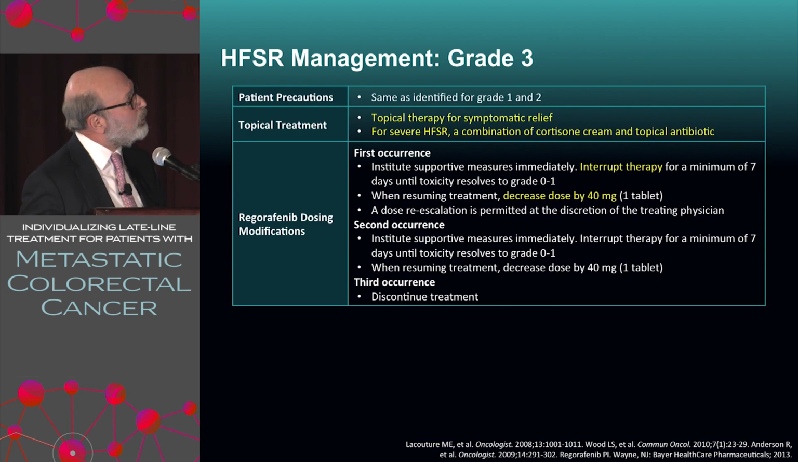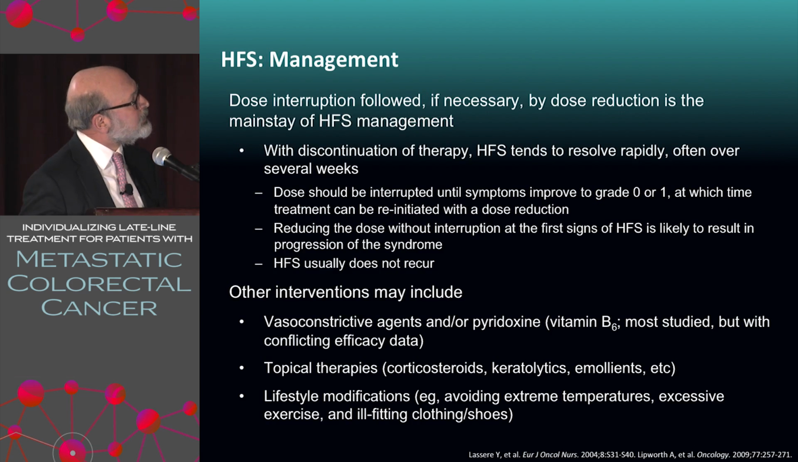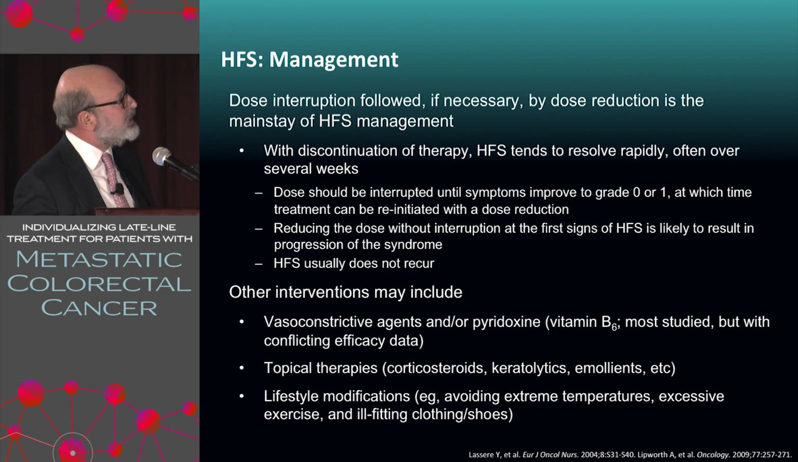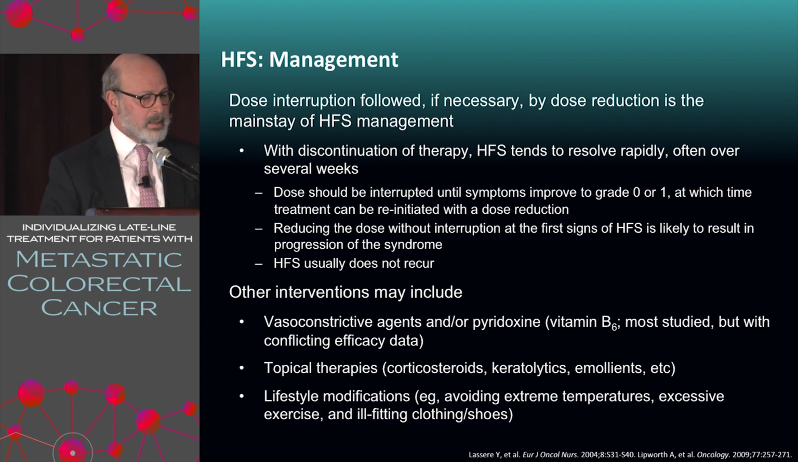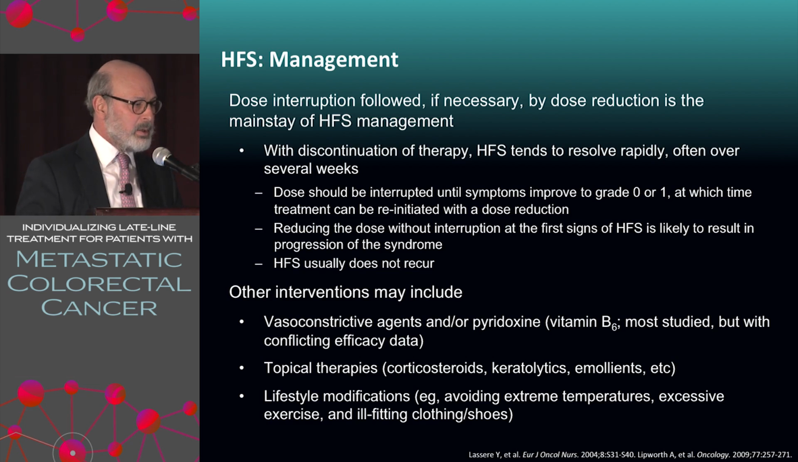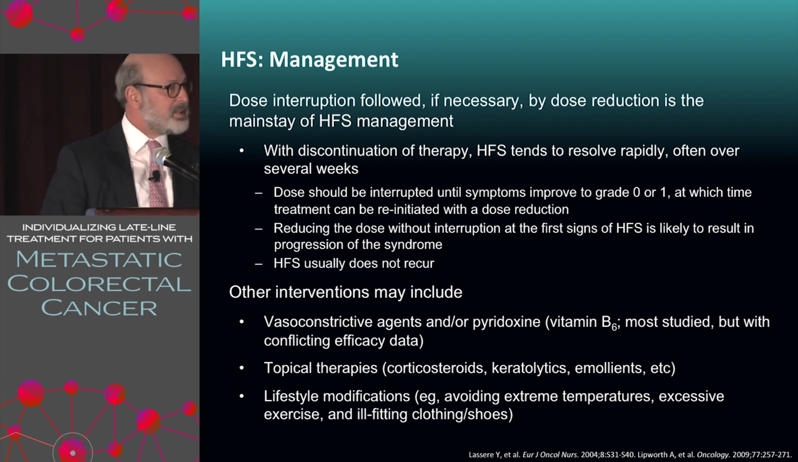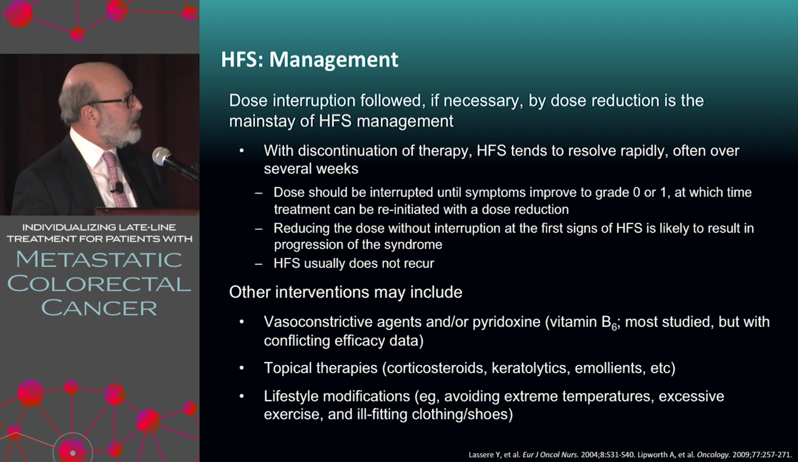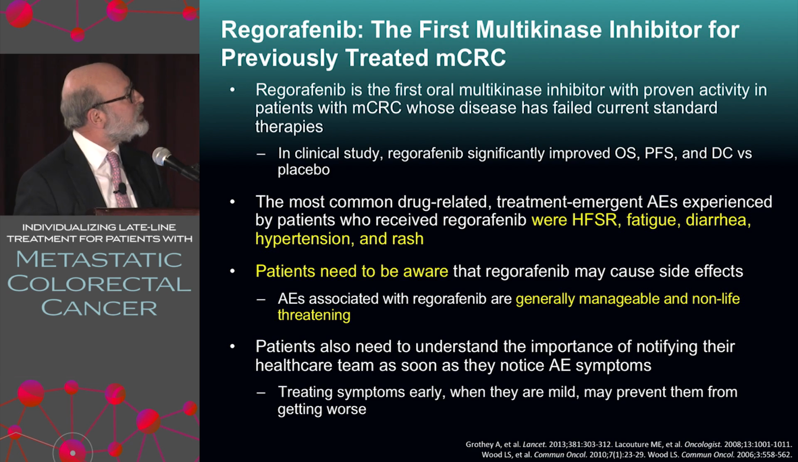If it's immediately grade 3, again, topical therapy as well as steroids for symptomatic relief. Stop the drug, and then when you resume treatment, decrease by 40 milligrams the first time. If it happens again, then you can decrease a second time before you discontinue. Hand-foot syndrome, again, is something that we tend to see less of, but you can see that interrupted dosing, and then start again at a reduced dose and decrease vasoconstrictive agents. You can add pyridoxine, vitamin B6, topical therapies, lifestyle modifications.